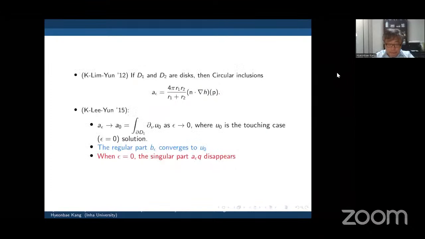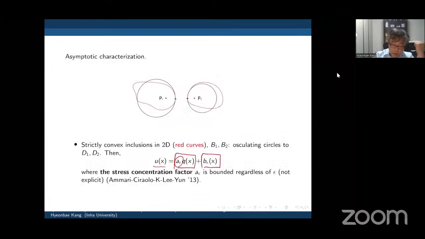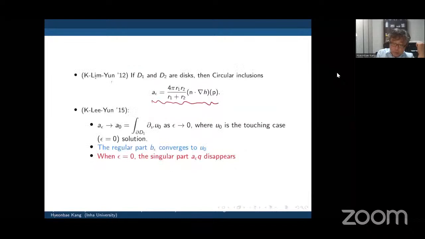Earlier, with my students at that time, Lim and Yun, we considered the disk case, and this stress concentration factor is given explicitly in the case of the disk. But if it is not a disk, then we don't know. But with Lee and Yun, we proved that as epsilon goes to zero, this number converges to A zero, which is this number. And U zero here is the solution of the touching case.